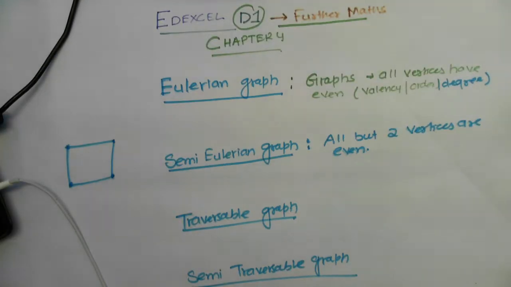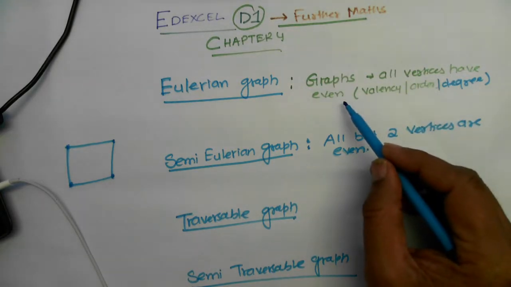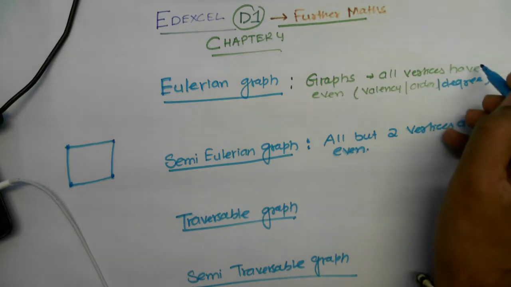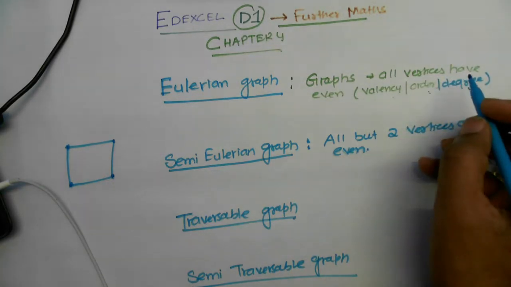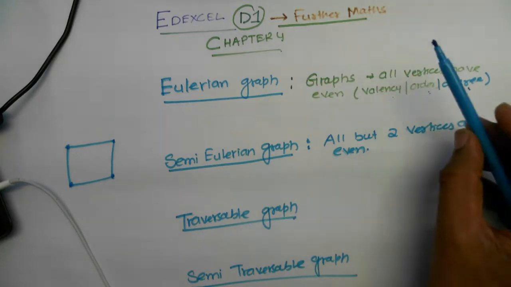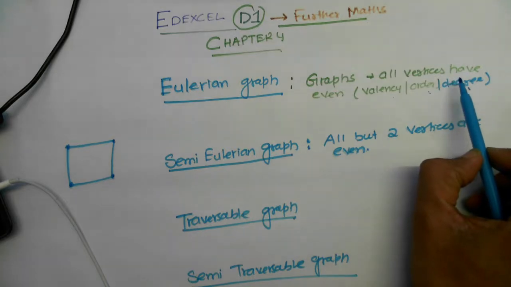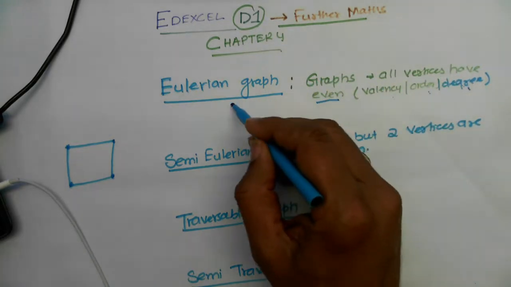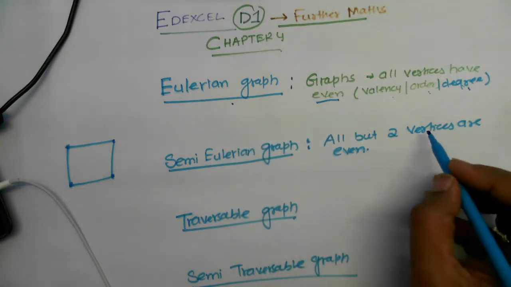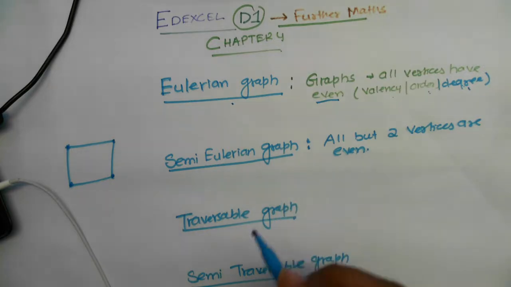Right, so here we are: graphs where all vertices are even, or have even valences, order or degrees. We've discussed this in previous videos. The degree of a vertex is how many edges are incident to that vertex. So if all of them are even, the graph is Eulerian. If exactly two of them are odd, the graph is semi-Eulerian.